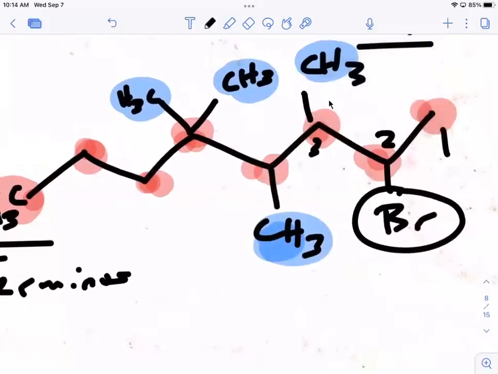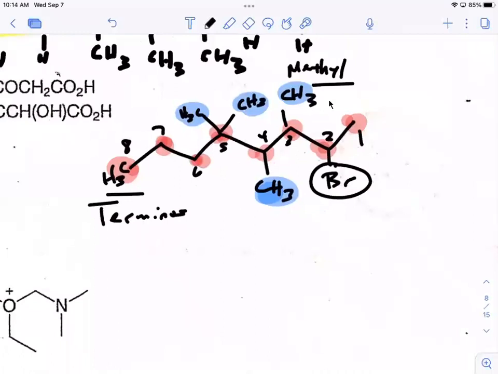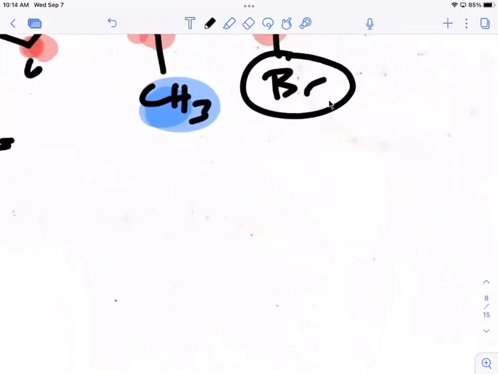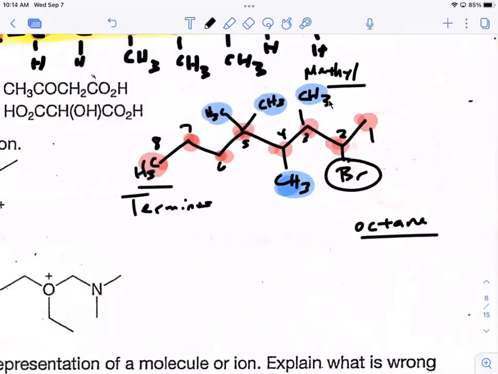So that's 3, 4, 5, 6, 7, 8. All right. Parent is 8 carbons. What is 8? Anybody remember from the skeletal and line structures video? Skeletal. Like octane. Octane. Good. So my parent is octane. Excellent.